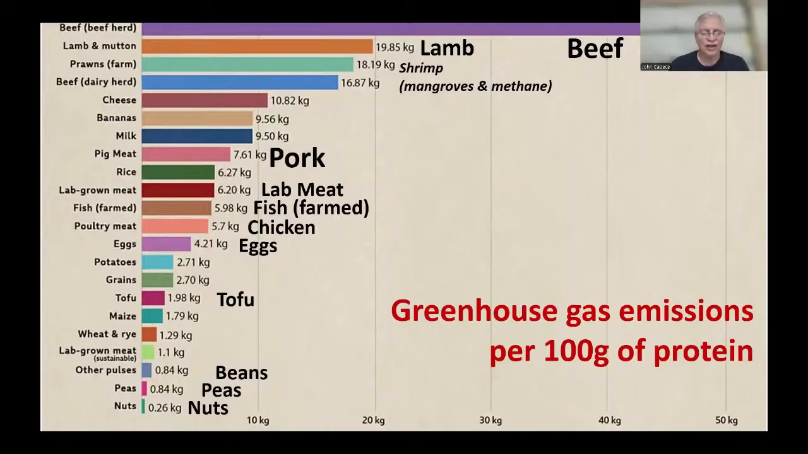Producing 100 grams of protein from beef generates roughly 60 times the greenhouse gas emissions of producing the same amount of protein from beans or peas, and nearly 200 times that of nuts. When we talk about low carbon targets, reducing our reliance on livestock is the lowest hanging fruit available.